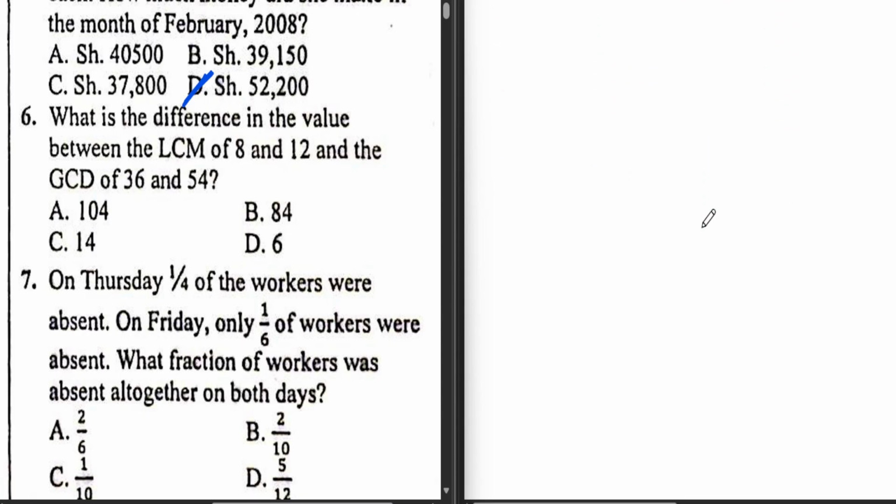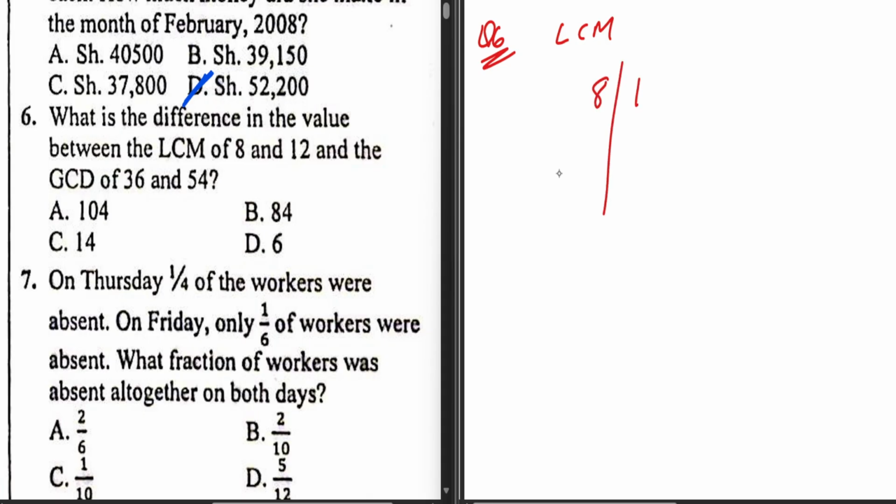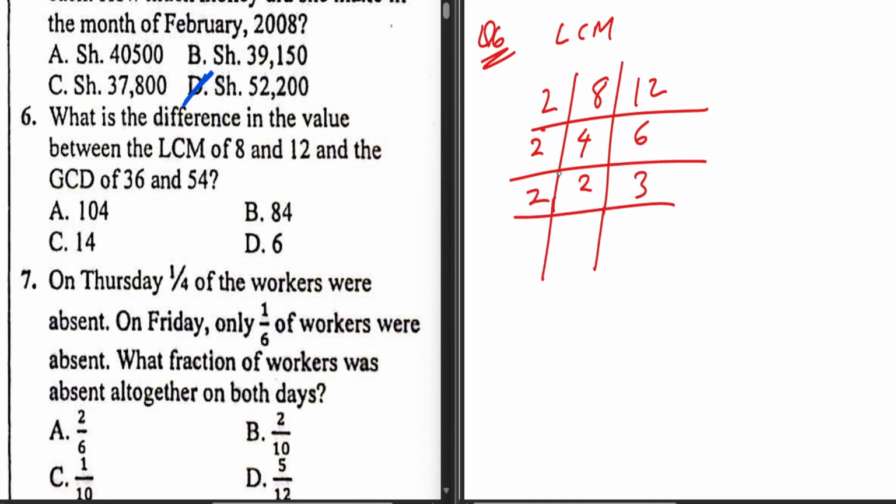Now for question 6, let me put question 6 here at the bottom so that people are able to see it. Question 6 was the difference in value between the LCM of 8 and 12 and the GCD of 36, 44 and 54. Let's search for the LCM first of 8 and 12. I use the box method. So divide by 2 gives you 4, and this one gives you 6. Divide by 2 still gives you 2, 3. There's still one number, so you still divide by 2. It gives you 1, and then you get 3. Divide by 3. That's when it gives you 1 and 1.